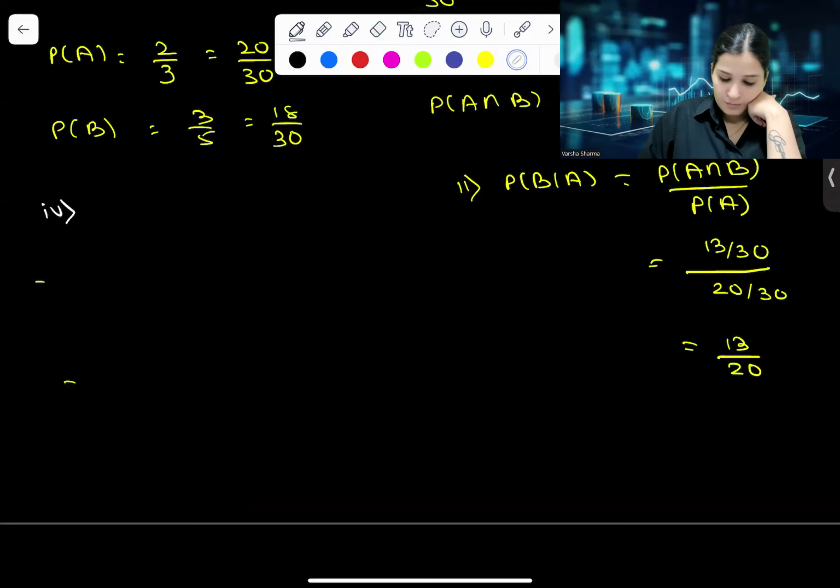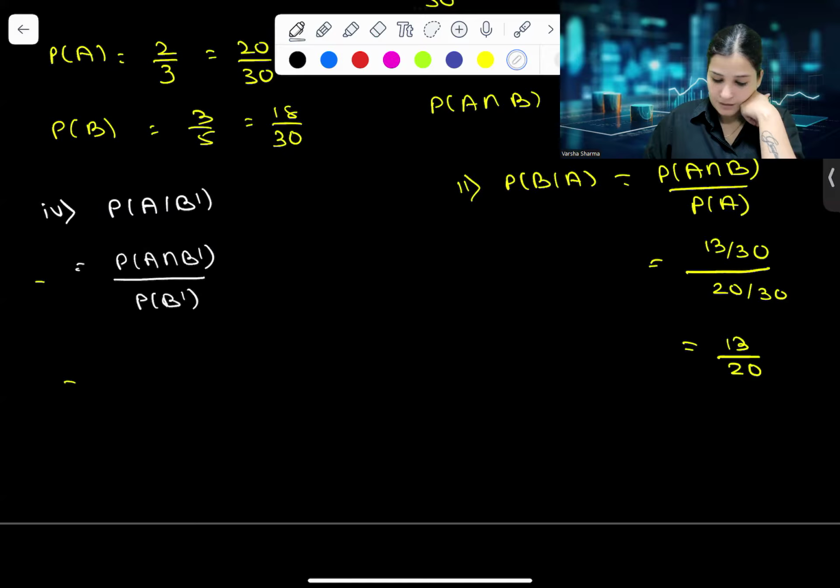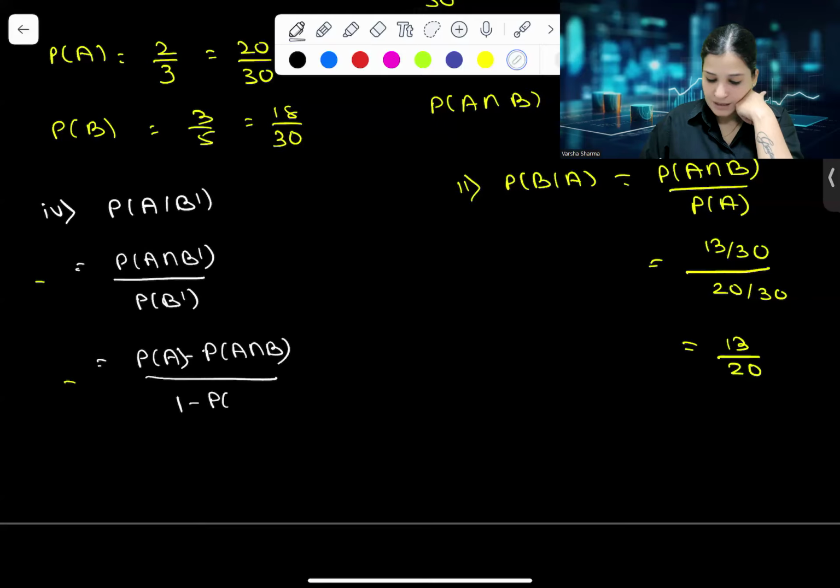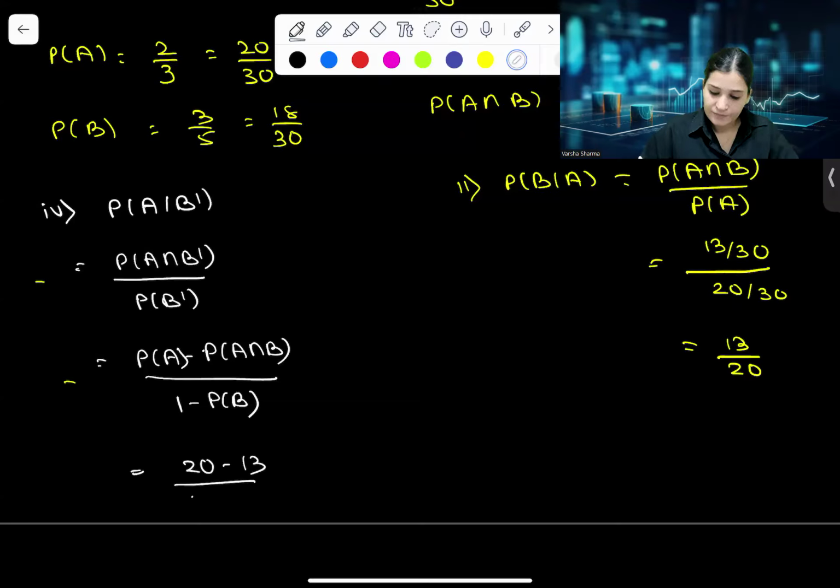Number 4, probability A given B complement, intersection divided by B complement. This will be A, not B. So only A. B complement is 1 minus probability of B. This is 20 minus 13 by 30 minus 18. 7 by 12.